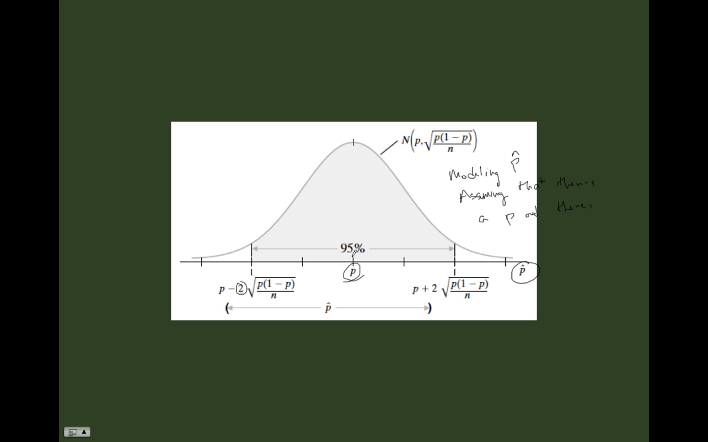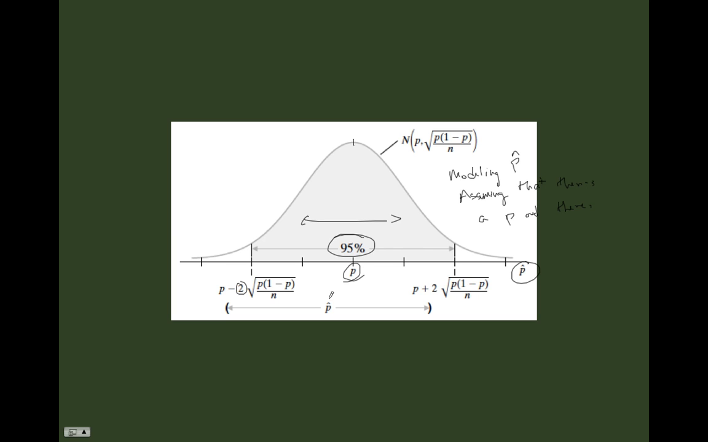And so if I take the p, the parameter value, add 2 standard deviations on either side, then by the empirical rule, because again, this is a normal, we're assuming that p hat has a normal distribution, then if we go about 2 standard deviations, we have 95% of the possible domain values covered by the normal distribution, and that's where the 95% confidence comes from.